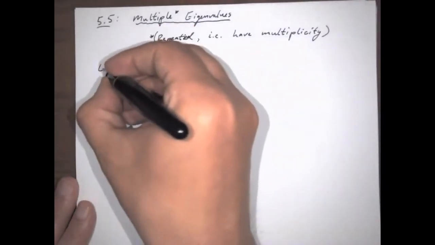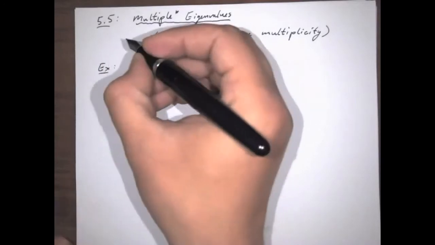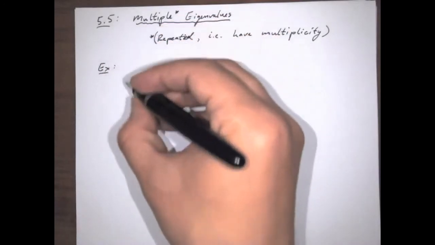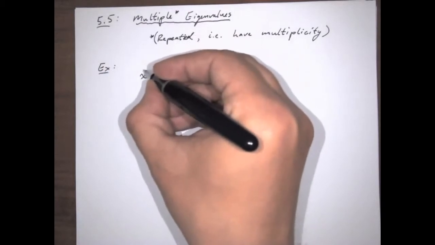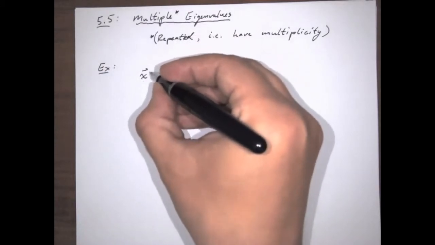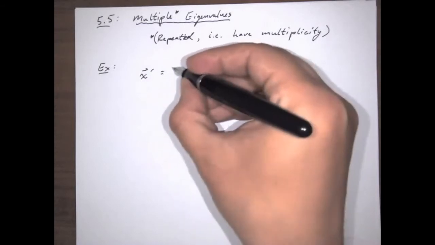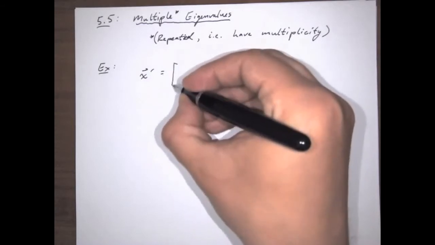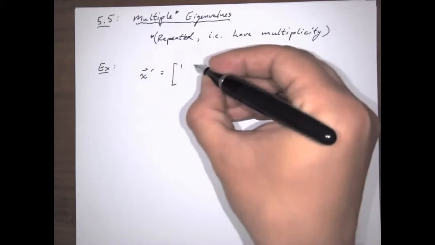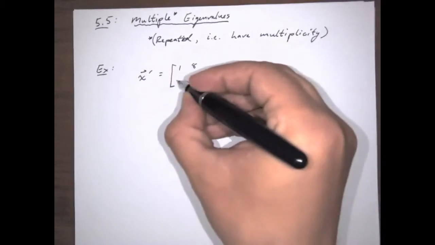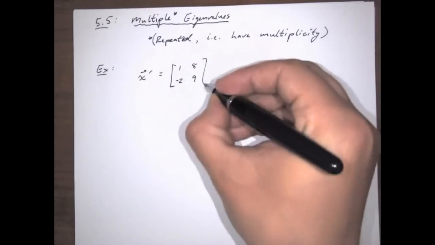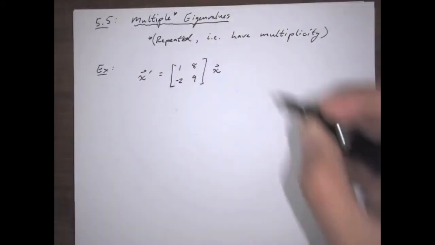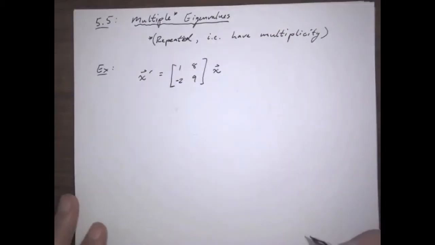As an example of something like this, let's take a system that we can represent in matrix form: the vector x prime is equal to a matrix 1, 8, -2, 9, times x.